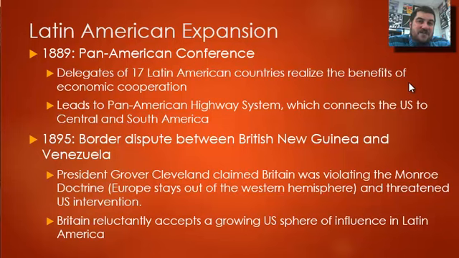And in 1895, we get some saber rattling again with Great Britain, because they have a colony in the Western Hemisphere, British Guiana, and Venezuela, and there is a border dispute between the two. President Grover Cleveland claims that Britain is violating our Monroe Doctrine, and if you remember, that means that Europe needs to stay out of the Western Hemisphere, and he threatens U.S. intervention in this border dispute. And Britain, after some international saber rattling, decides to accept a growing U.S. sphere of influence in Latin America.